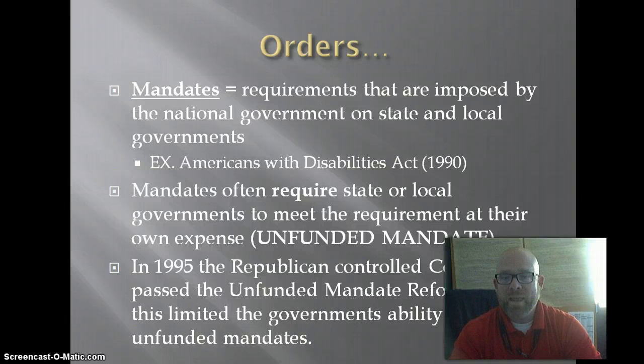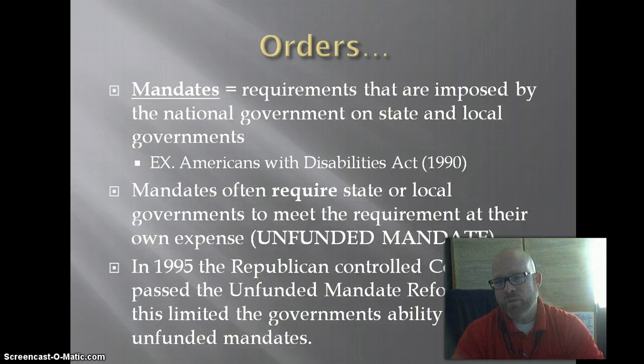All right, and finally here we have, when we talk about that federalism relationship, we have the idea of orders. The federal government can mandate or order states to do things. Again, a mandate is a requirement that is imposed by the national government on state and local governments, and you can kind of see how, states being ordered to do things may bring up or create some hard feelings. Okay, the best example, or one of the examples of one of those mandates, is the Americans with Disabilities Act, and we're going to take a peek at that with our federal panels activity that you guys are working on.